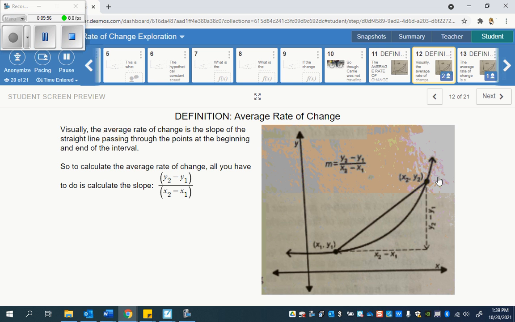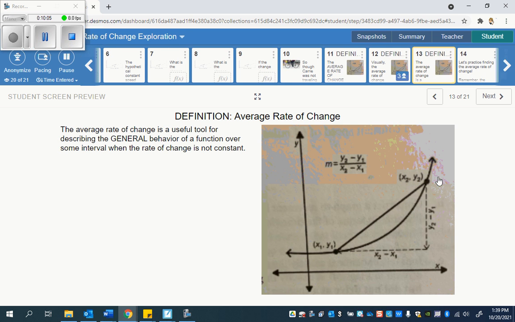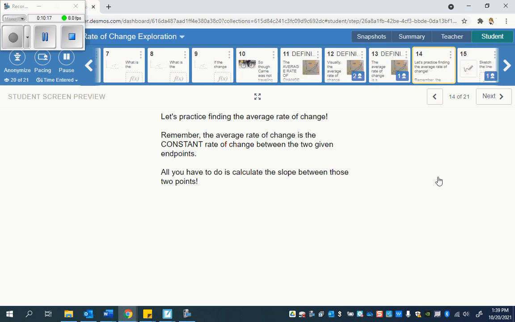Now the interesting thing is, this is what we're talking about taking the slope of, and we recognize, but wait a minute, that's not exactly accurate, hence the study of calculus. We're getting there. The average rate of change is a useful tool for describing a general behavior of a function over an interval where the rate is not constant. So we can practice finding the average rate of change.